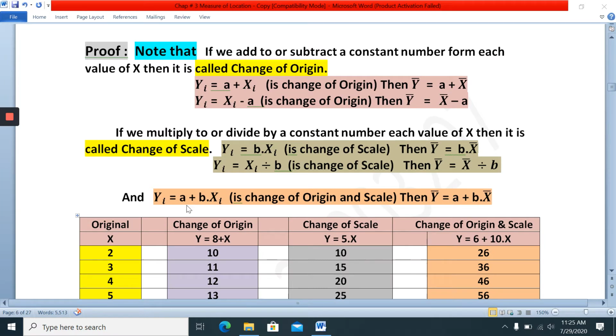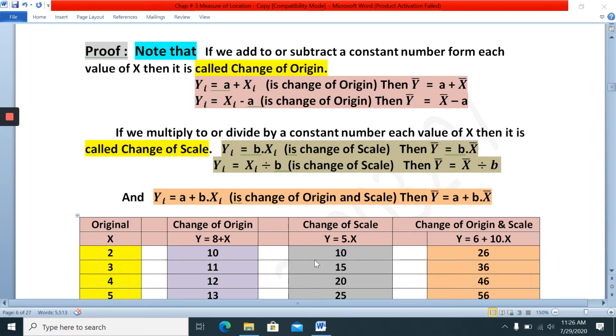Now here in this example, yi is equal to a plus b xi. Here I did addition, a I add to x, and b I multiply with x. So I did both change of origin and change of scale, because adding something is change of origin, multiplying something is change of scale. That's why it is called change of origin and scale, because I did both, addition and multiplication. Then y bar is equal to a plus b times x bar. Just write the same numbers with x bar.